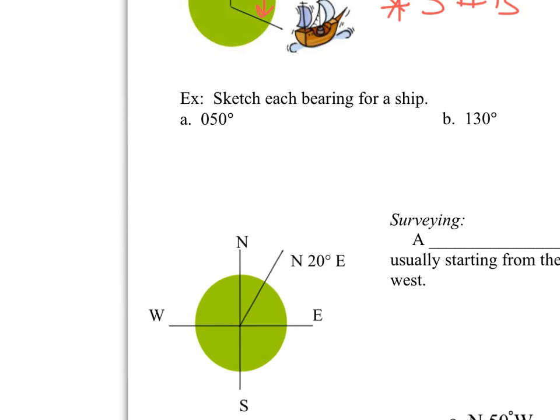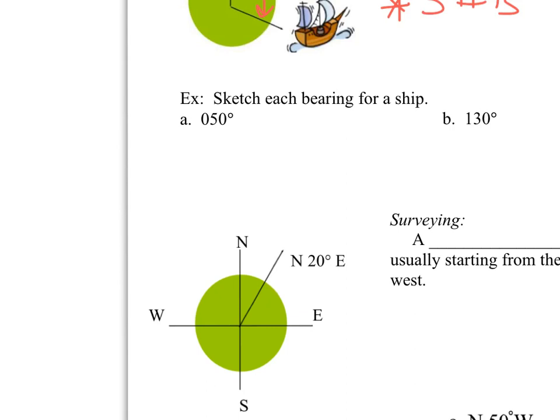It says sketch each bearing for a ship. Our first bearing is 050, and ultimately that just means 50 degrees. But we always have a placeholder of 0 if our measure is less than 100. What you'll do is you'll just pick a pivot point, and we'll draw our due north symbol. I'm just going to write an N at the top for north.